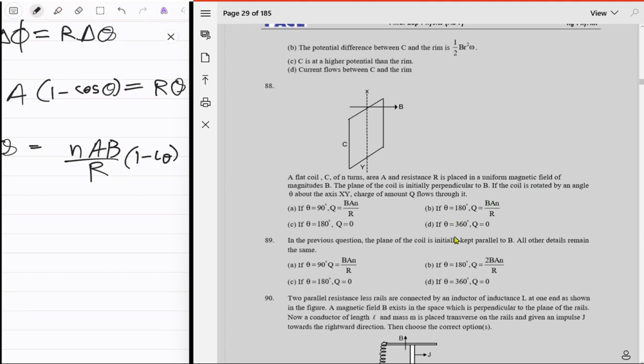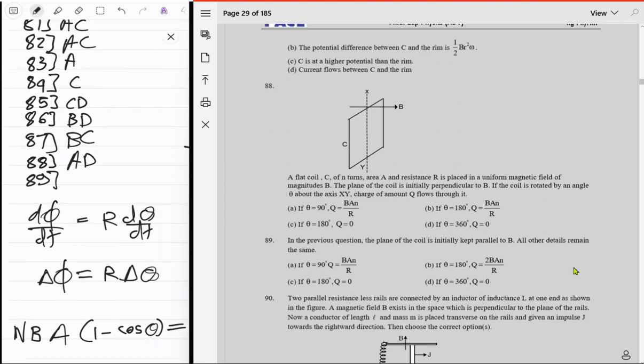So if theta equal to 180 degree, it's just 2n. ये तो नहीं है इसमें. Theta equal to 360 degree, q equal to 0. Theta equal to 90 degree, q equal to ये चीज. So A is right, and at 180, q equal to 0 is also wrong. So A is correct and D is correct. Next question.